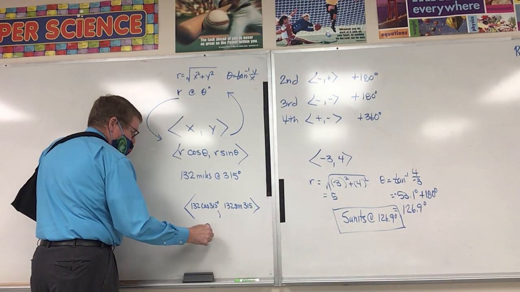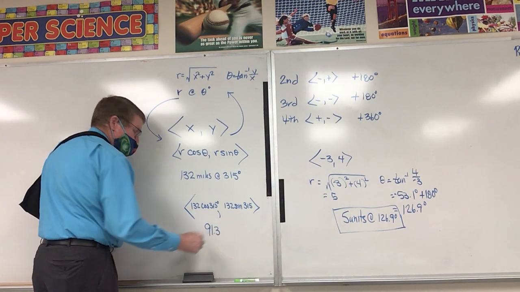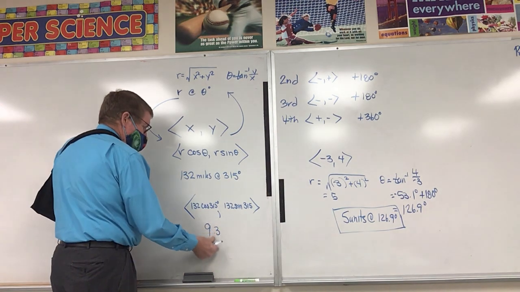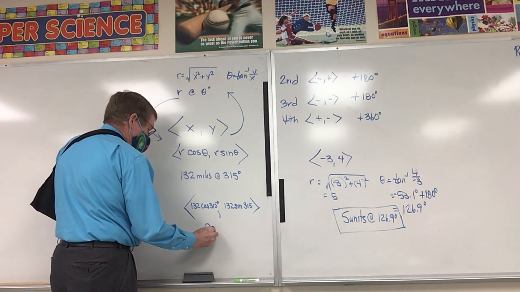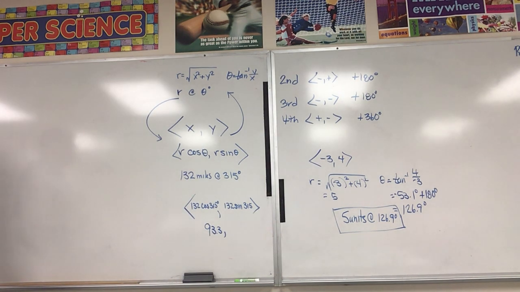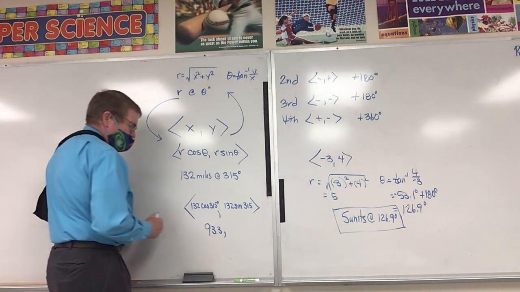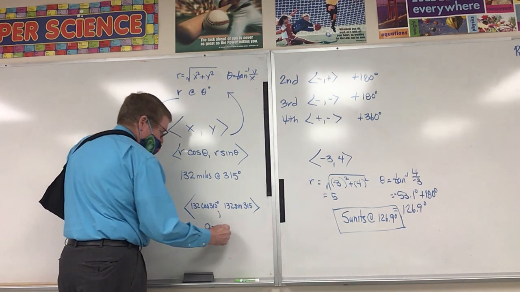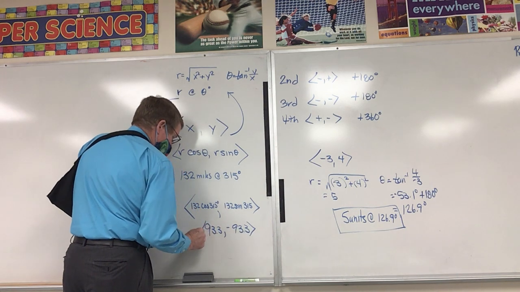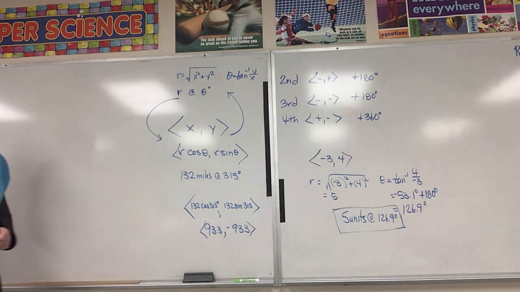So 132 times the cosine of 315 is? 93.3. Everyone agree? Yes, it's 93.3. And 132 sine of 315 is negative 93.3, which is correct.